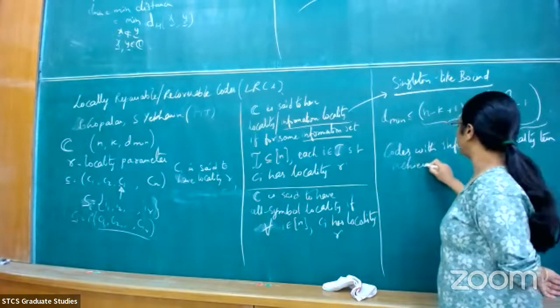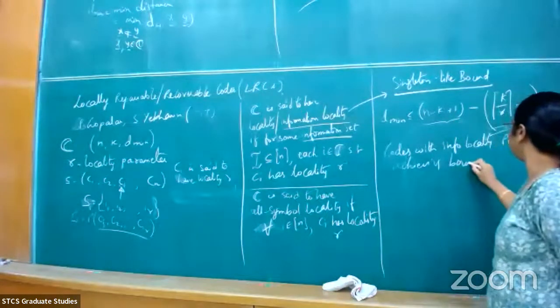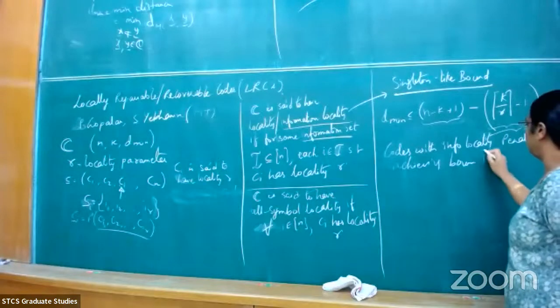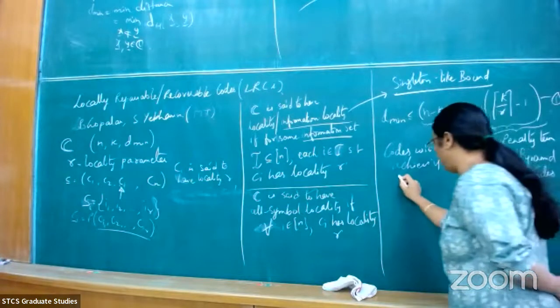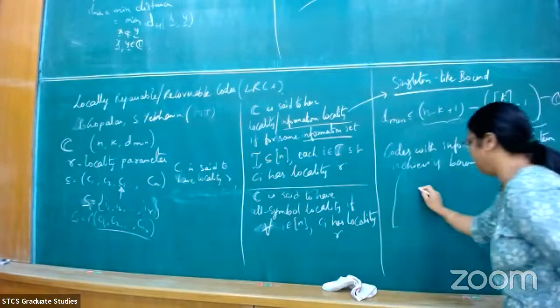Achieving bound 1, so it's called 1, is very easy. They're called pyramid codes. And all that is done in a pyramid code, I can tell you, is easy to see.